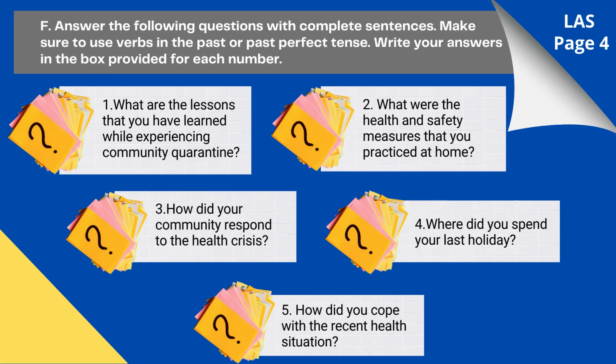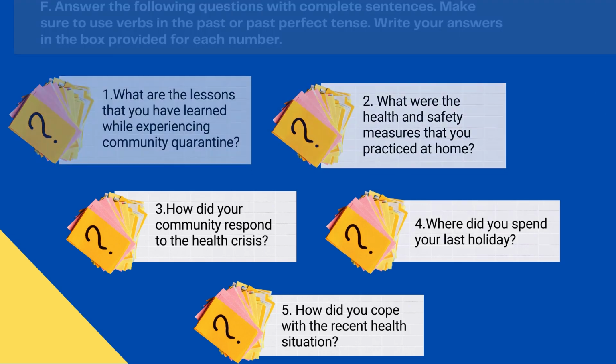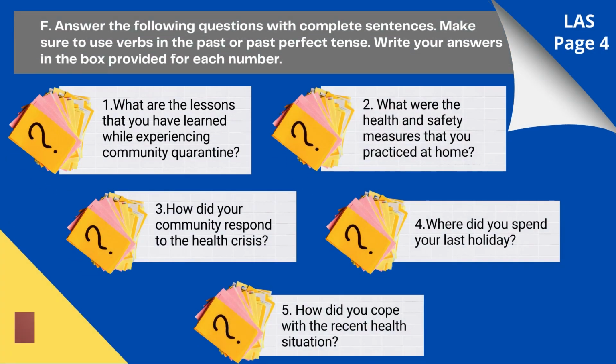For activity F, answer the following questions with complete sentences using verbs in the past or past perfect tense. Read and understand the questions to see what tense of the verb is more likely applicable on the given questions. Your answer will depend on your present situations. Make sure to write your answer on the space provided. Let's read the following questions.